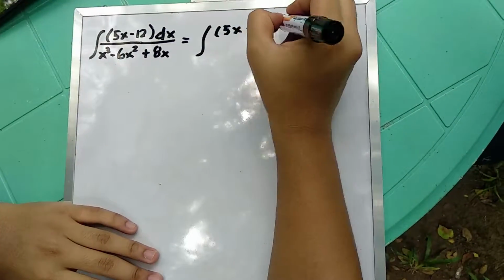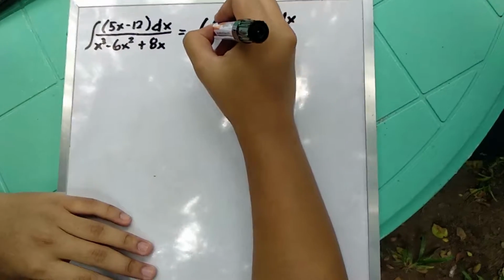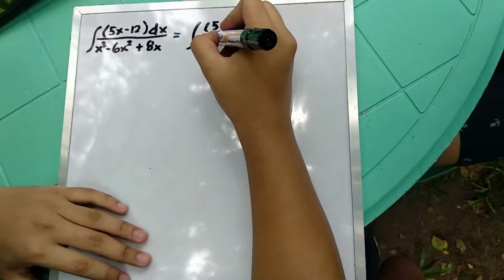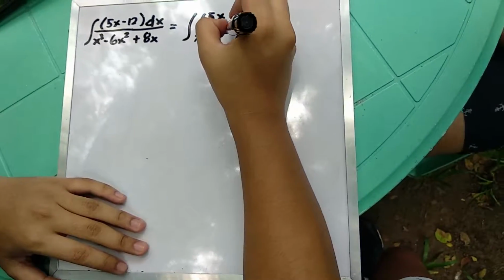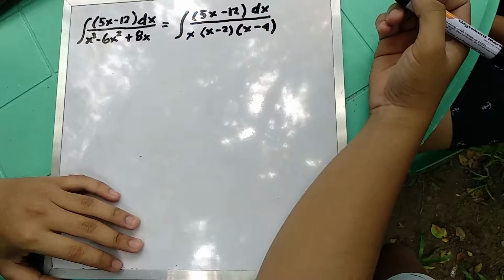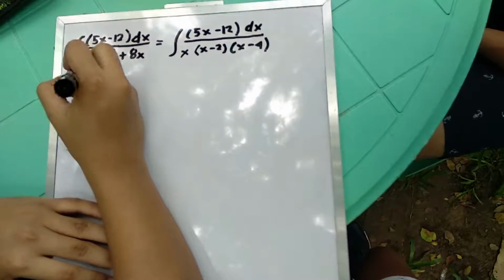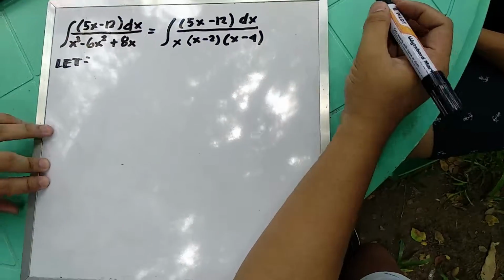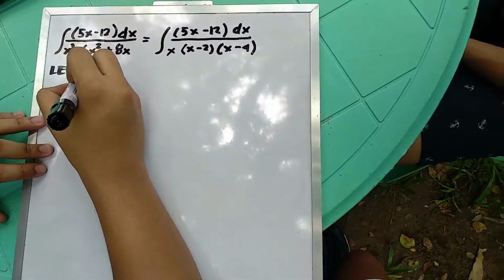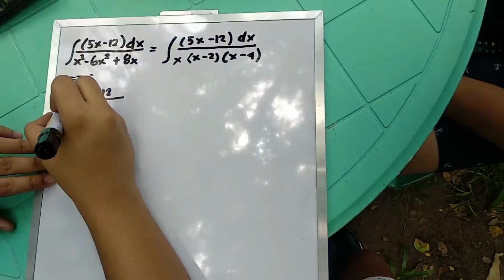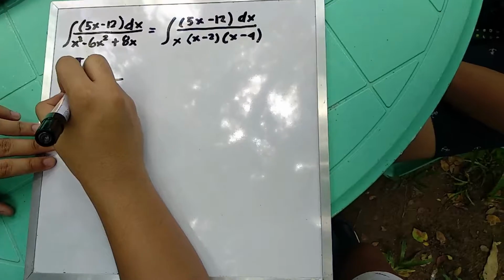The integral of 5x minus 12 dx over x cubed minus 6x squared plus 8x can be rewritten as a factored version, which is integral of 5x minus 12 dx over x times x minus 2 times x minus 4. We rewrite it using partial fraction decomposition.